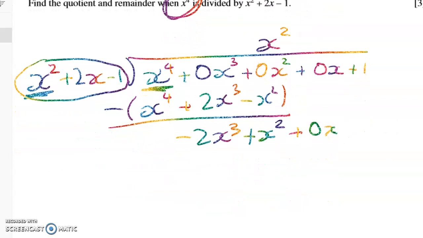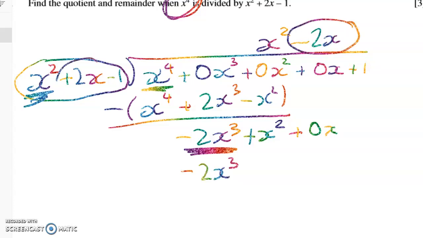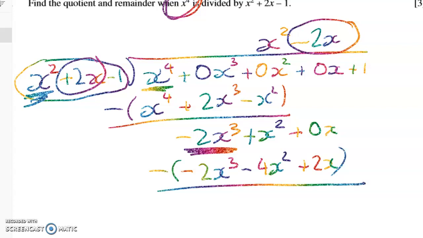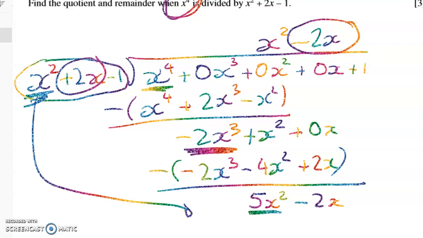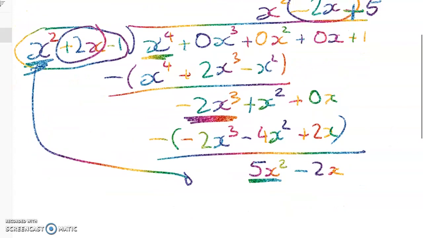So what times the x squared will generate this thing here? Well, it's going to be minus 2x. So now we have minus 2x cubed. Then I'm going minus 2x times plus 4x gives me minus 4x squared plus 2x. Subtract all of that and see what's left over. So x plus 4x squared gives me 5x squared minus 2x. Right, what times x squared will give me that? It has to be plus 5.